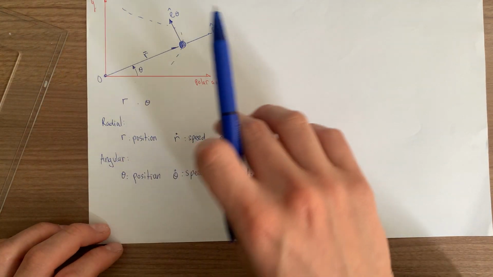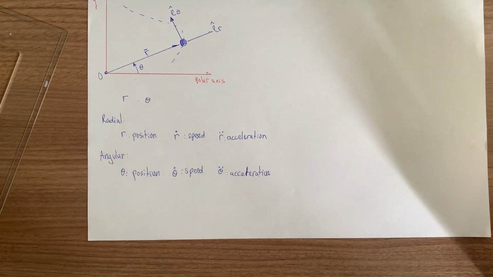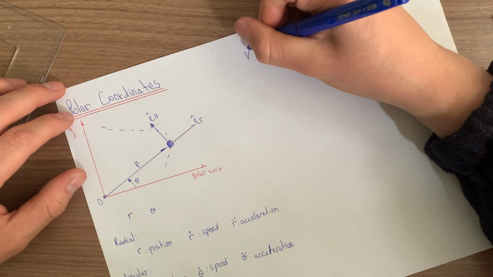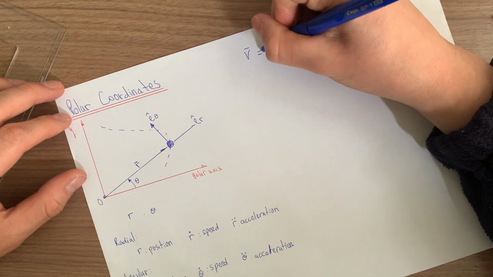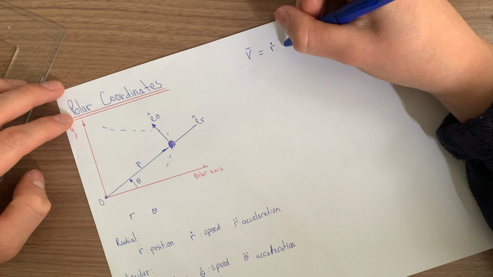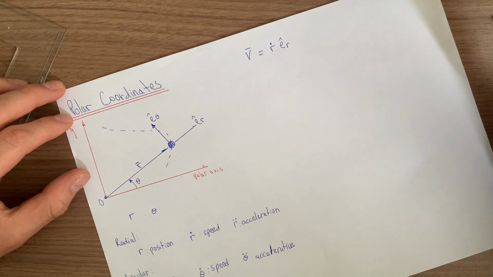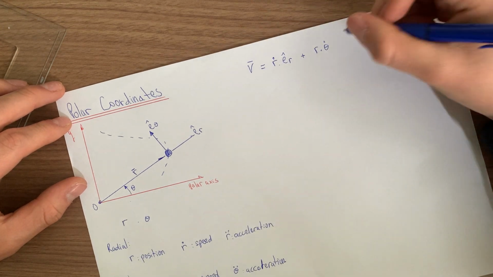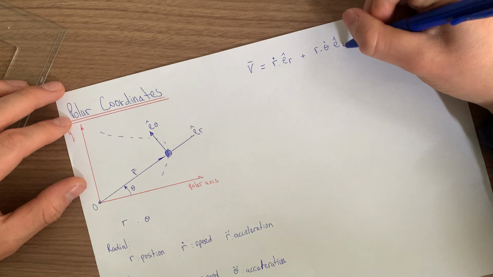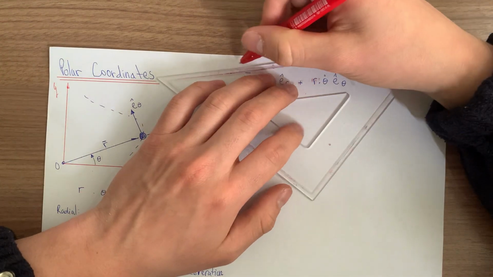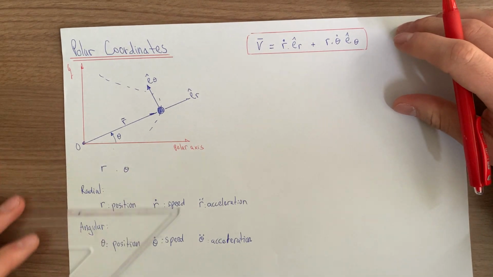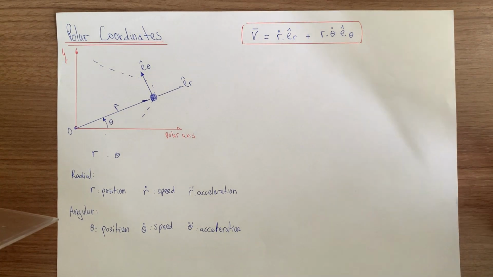Now with these six variables, we will have a ton of information. Starting with the speed as a vector, it is the same as r point multiplied by the radial vector, plus r times theta point multiplied by the transverse vector. So this is going to be our speed. This formula applies in any case of polar coordinates. In any case. So it is strong, it is important.